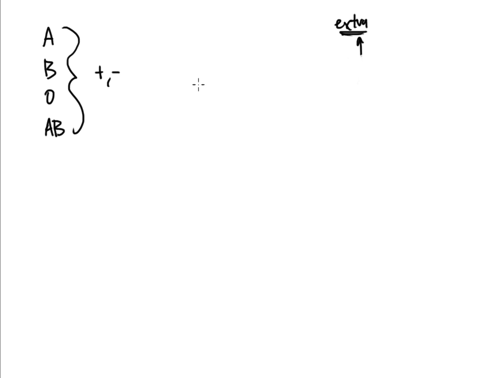The same thing's going to happen with the AB bloodline. If you are one of those people, AB minus, well, you've got AB, two forms, positive and negative. O would also be accepted.